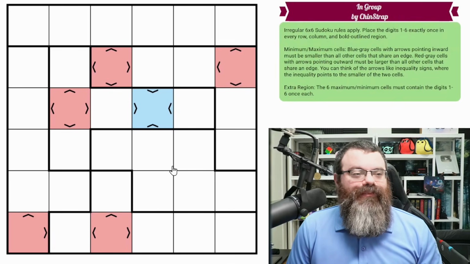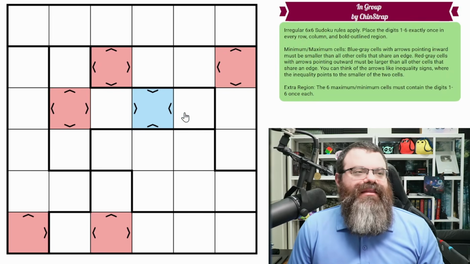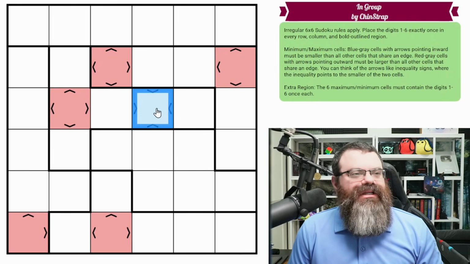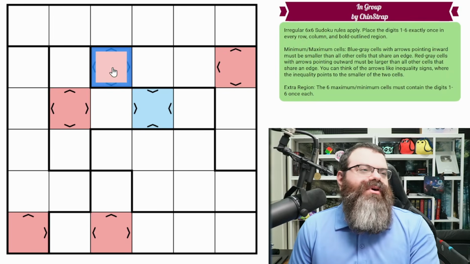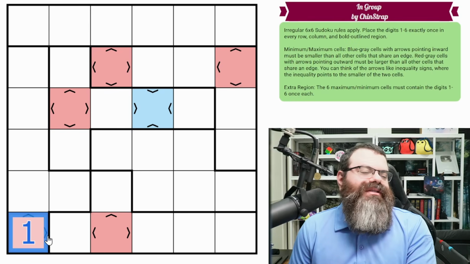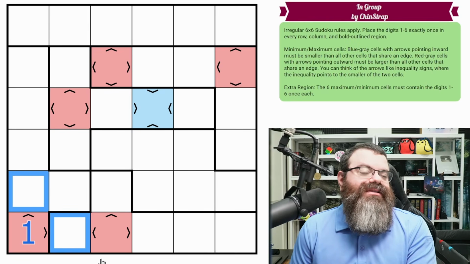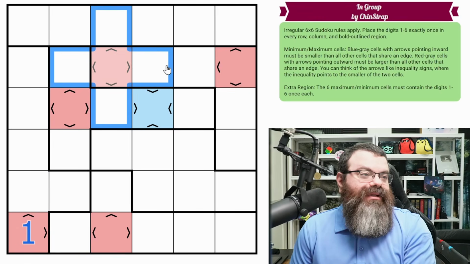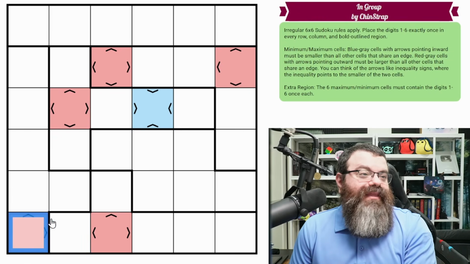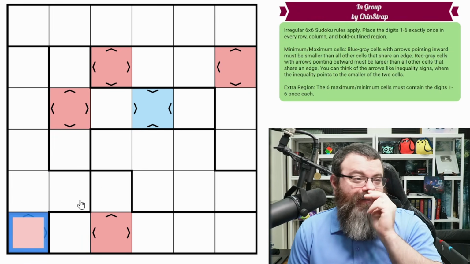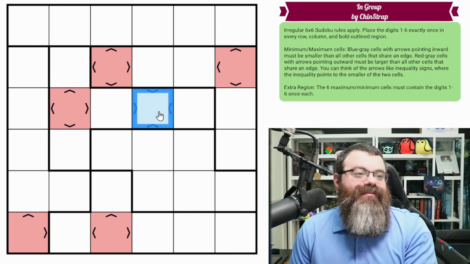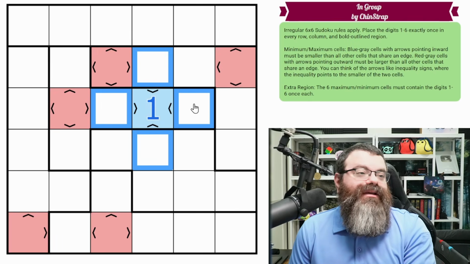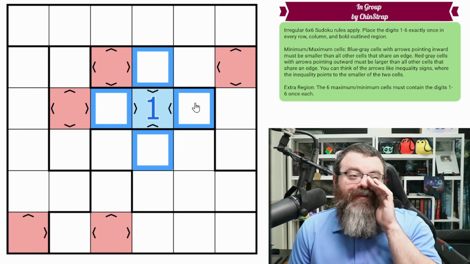First thing I noticed is we needed this one minimum cell because we need to put a 1 in one of them. You can't put a 1 in a maximum cell, no matter where it is, because there's nothing you can put next to it that is less than 1. It has to be the biggest of its group, and 1 just does not work that way. 1 is the smallest digit already. And so this is the only one that can be 1, because it needs to be smaller than all the ones around it. So I guess it means these are from 2 to 6.